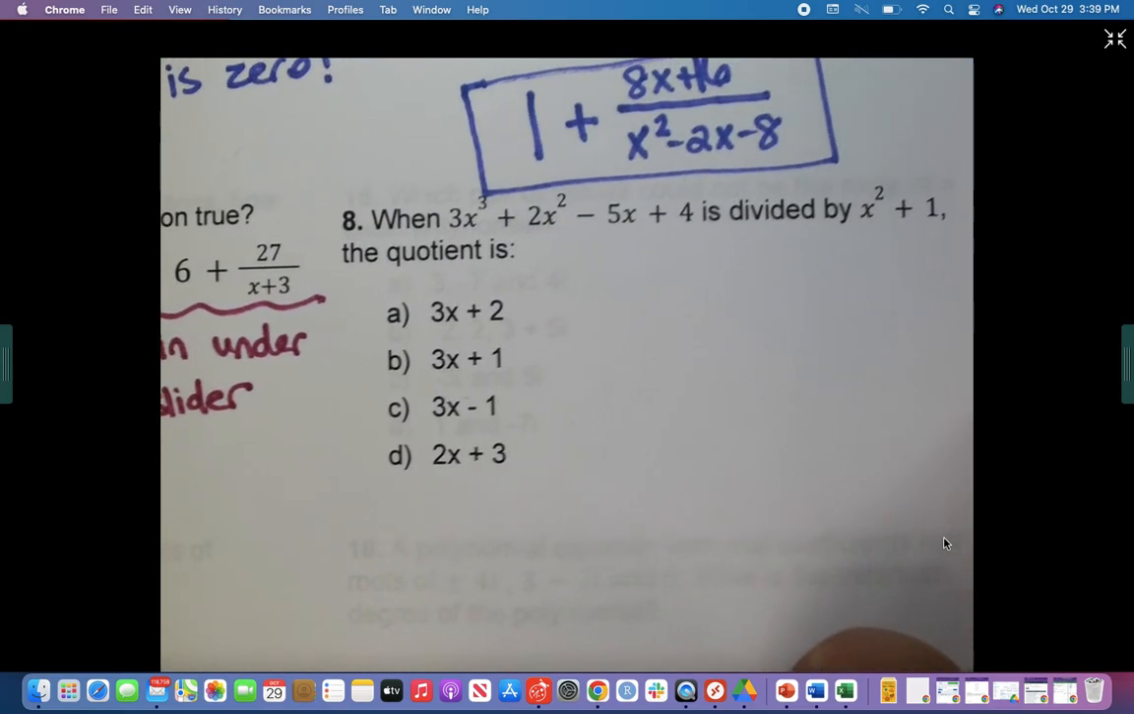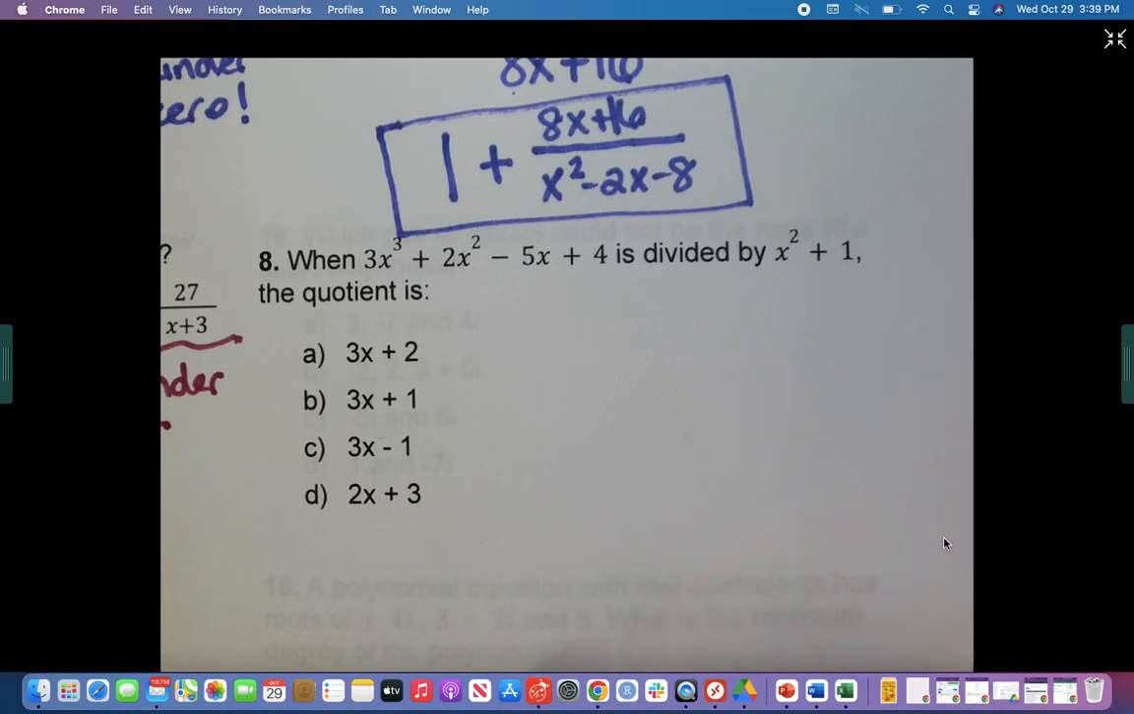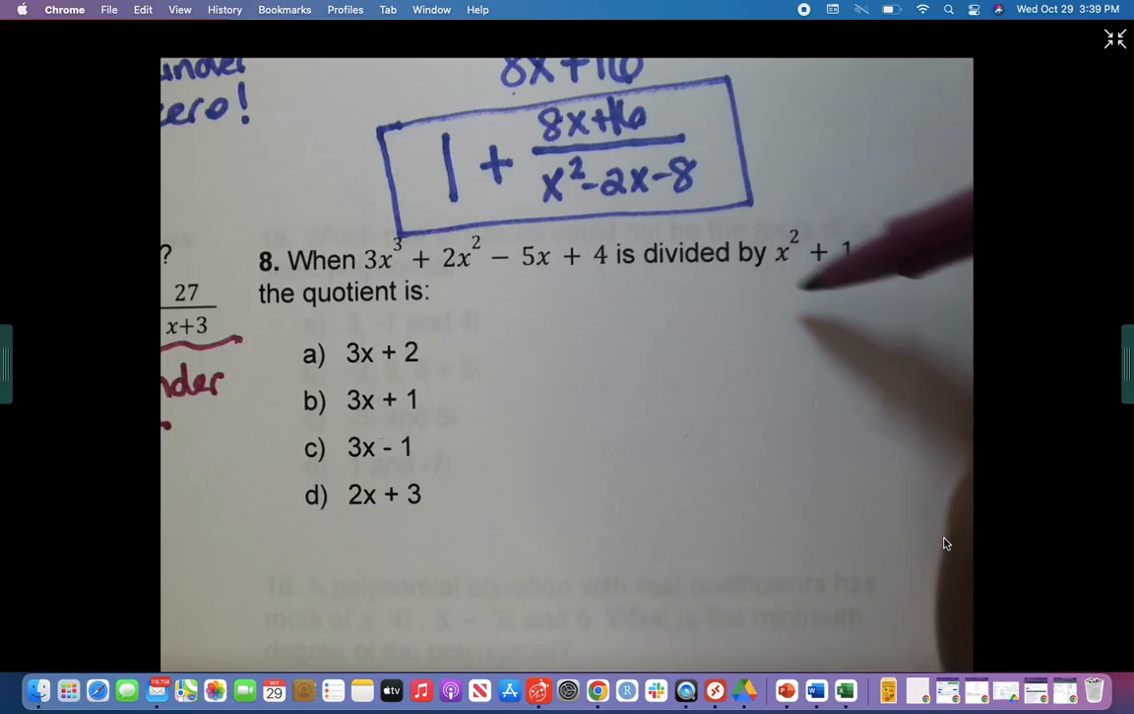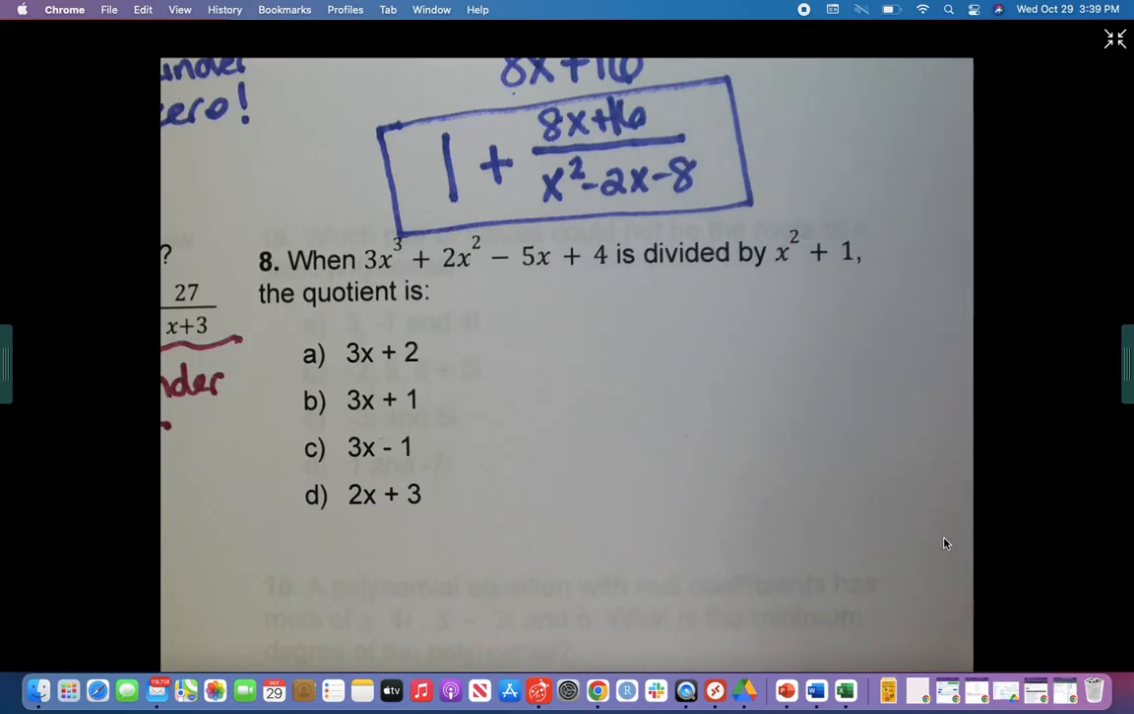All right, number 8. When that is divided by x squared plus 1, the quotient is... So again, our divisor is a quadratic, so we would have to do long division. I'm not sure if this divides evenly or not. Honestly, we could check that. Let's check to see if it divides evenly first.